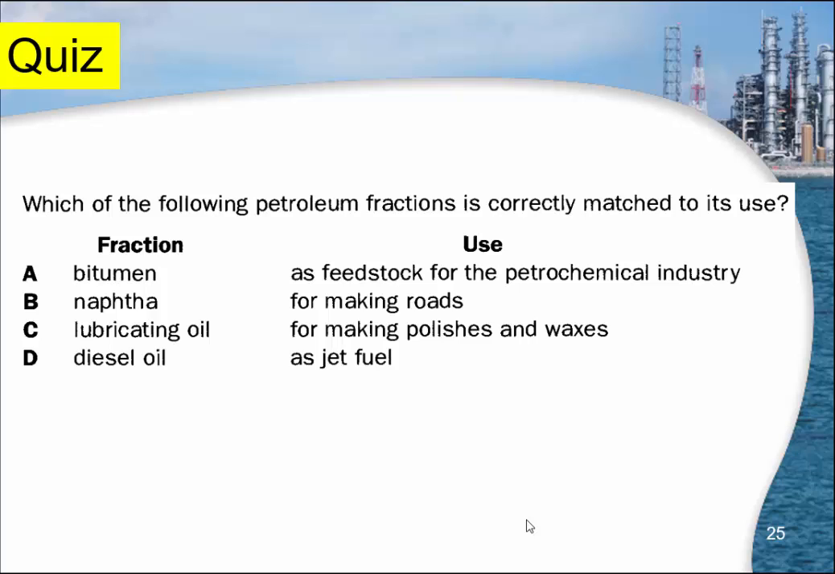Which of the following petroleum fractions is correctly matched to its uses? Simple, right? Answer is lubricating oil to make polishes and waxes.